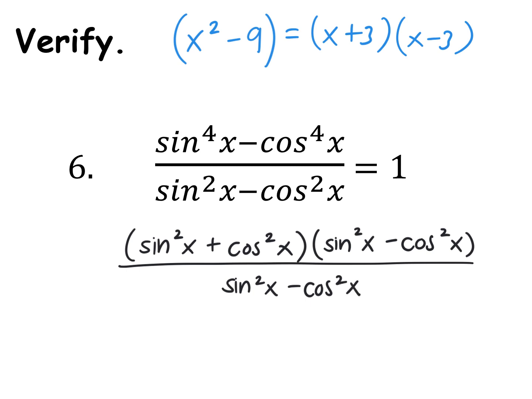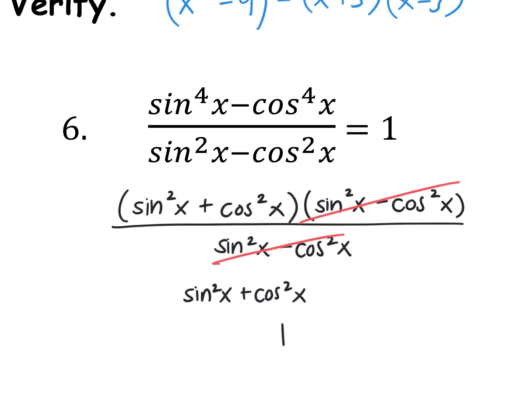Okay, now what could I do? The denominator cancels out with one of the first. You got it, the algebra. Those go away, those go away. So now I've just got sine squared of x plus cosine squared of x. And what does that equal? That does equal 1. Back from our identity number 9. So we did in fact get 1 is equal to 1.